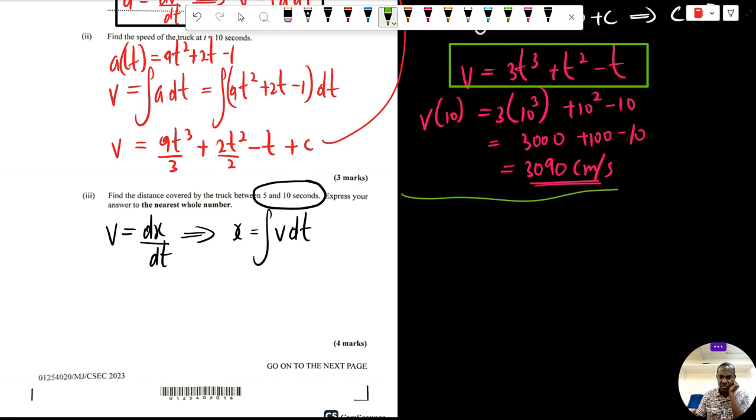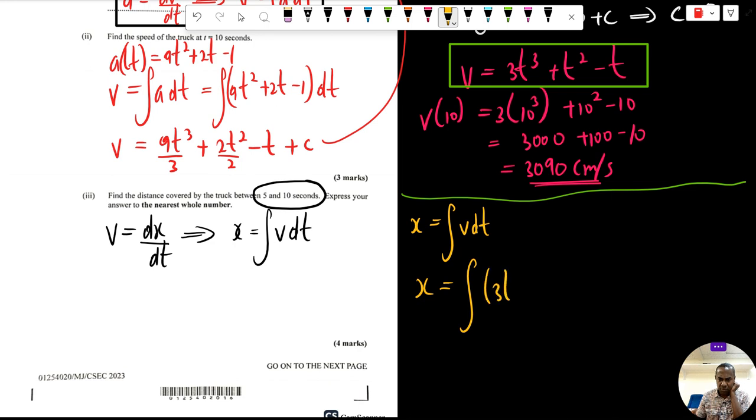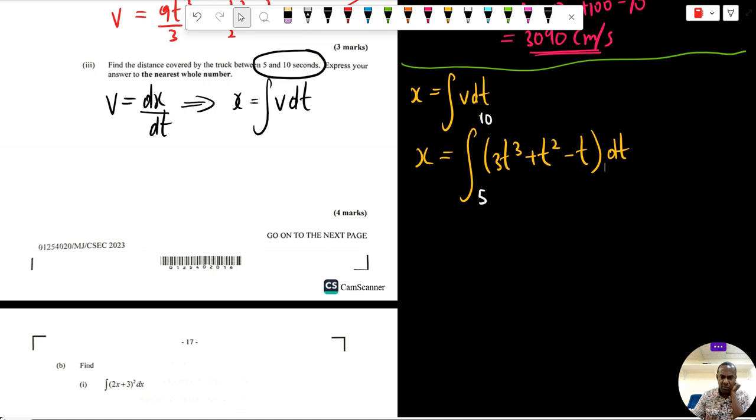So let's do it right down here. So we can say that the displacement x is equal to the integral of v dt. In this case, it's a definite integral. So we say x is equal to the integral of 3t cubed plus t squared minus t, that is between the limits of 10 and 5 seconds. So t equals 10, t equals 5. And of course, you have to put our dt, all right? So let's proceed to integrating this.